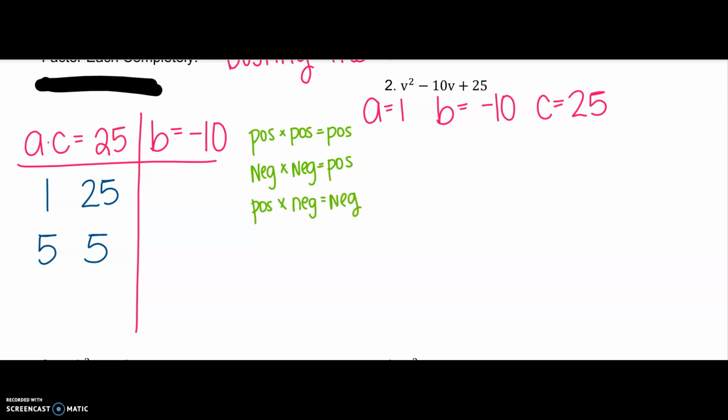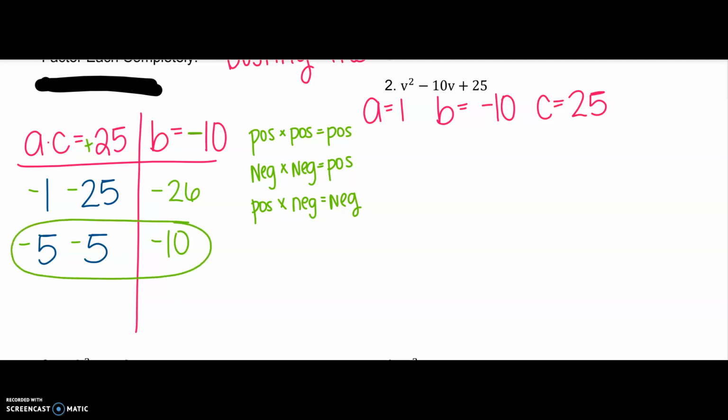Since I have a positive 25 for A times C and a negative B, and I figured out that my 2 positive factor pairs don't work, I'm going to take my factor pairs and make them all negative numbers. Now it's going to give me negative 1 plus negative 25, which is negative 26. Then negative 5 plus negative 5, which is negative 10.